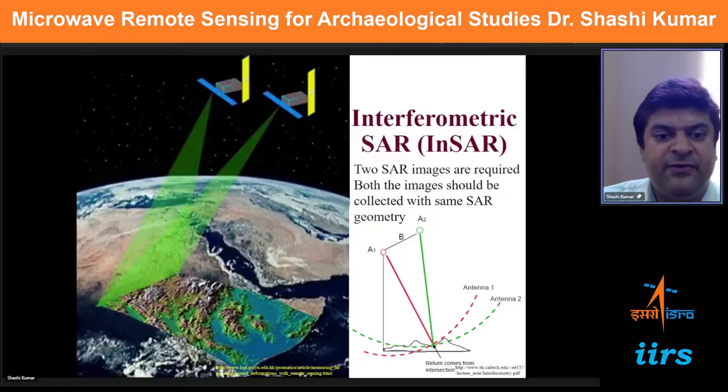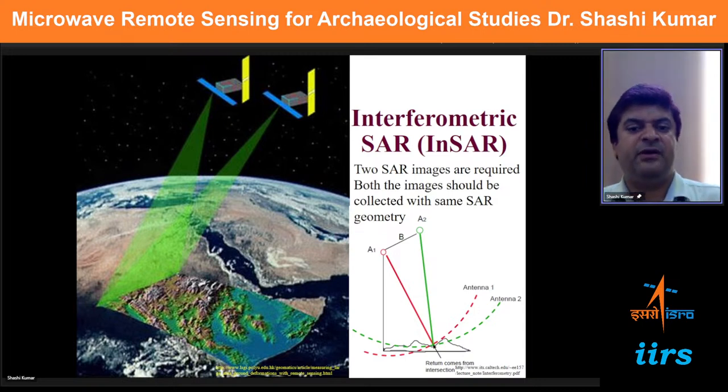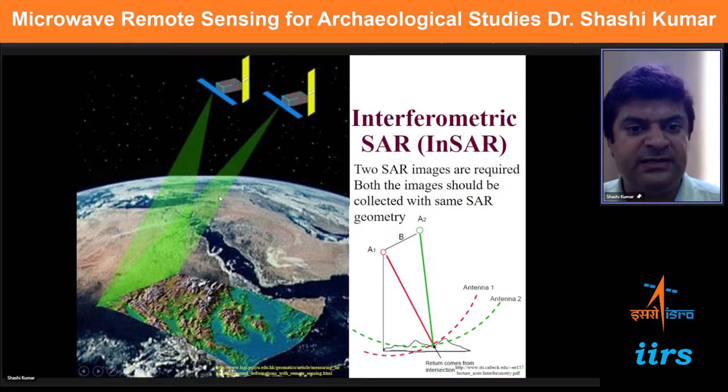And when we come to interferometric SAR, in interferometric SAR we are going to use the concept of SAR interferometry, by the interference of the electromagnetic wave. In this case, to do the interferometry, there is a requirement of two SAR data sets with the same SAR geometric conditions. Both the images should be acquired by the same sensor in the same SAR geometric configuration, like the same number of polarizations and the same angle of incidence.